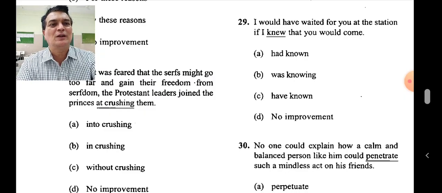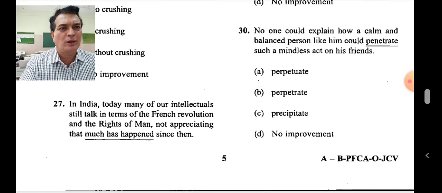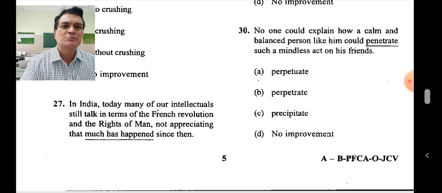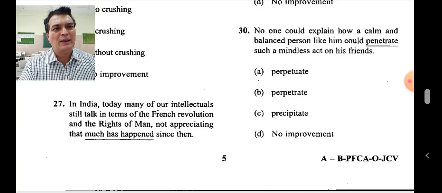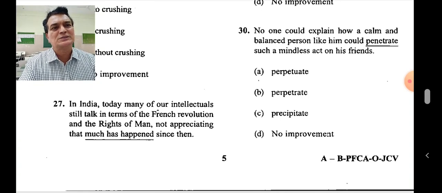And the last one, what should be the right word in place of penetrate? So the right word would be perpetuate. Perpetuate means commit. No one could explain how a calm and balanced person like him could perpetuate, that is, commit such a mindless act on his friends.